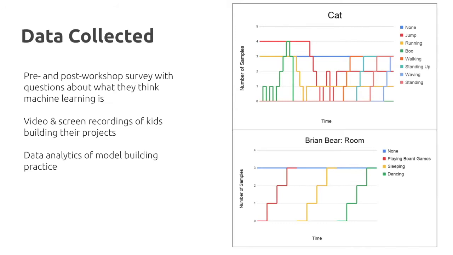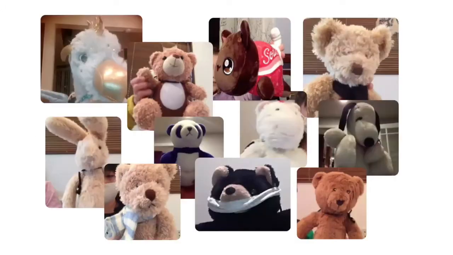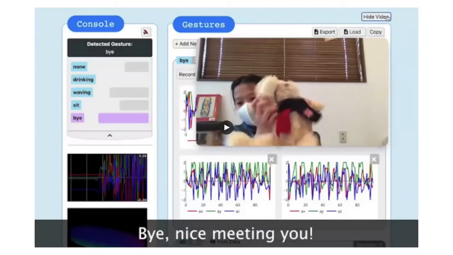So next slide. We had the kids bring in any stuffed animal they wanted to use for the workshop. So we had a range of different types of stuffed animals. I believe six of them ended up being teddy bears, and eight of them had posable arms. So they had arms and legs that can move independently. And I want to just start with a few examples of what kids made. So this is an example of a bear at a cafe.